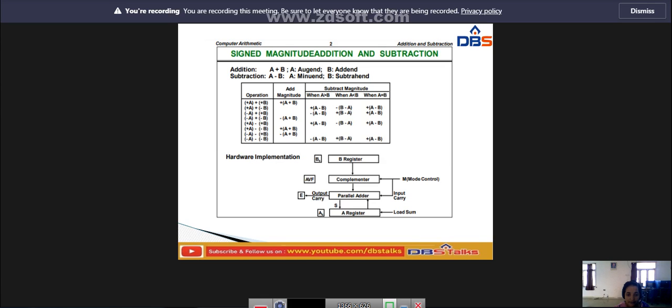After that it will be given to E. This is the output carry, input carry, output carry. So this is the hardware implementation. The B register will be complemented here, then given to the parallel adder, and after that it will be loaded as the sum in the A register, and E will take the output carry. So this is the working of this hardware implementation.